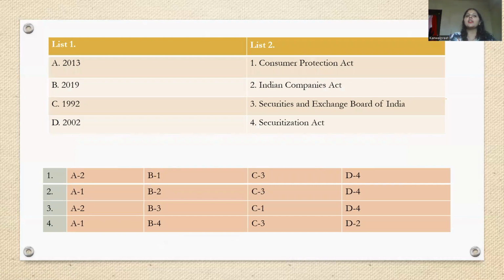Now see, list 1 is given as years and list 2 talks about the acts. I have not given any heading, because it is very self-explanatory. But whenever you are solving MCQs related to matching columns, understand if there's a heading given on list 1, study that. Because sometimes we miss the heading and then we don't know what the question is talking about. 2013, we all know it is the Indian Companies Act. 2019, it is the Consumer Protection Act. Earlier, it was 1986. 1992 is our Securities and Exchange Board of India, and 2002 is our Securitization Act.